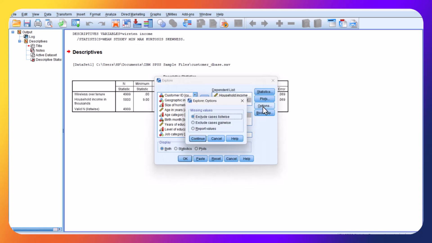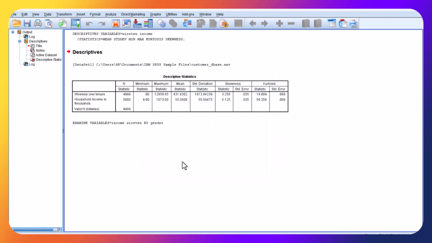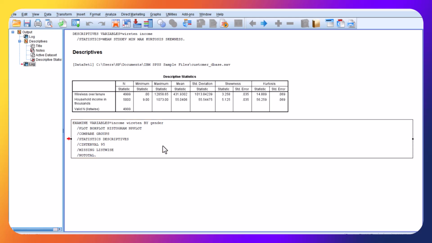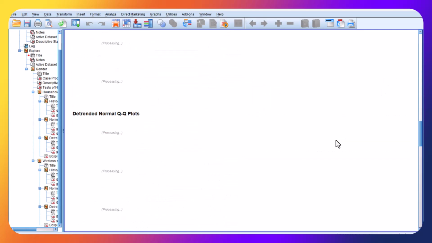Doing the options, okay, yes, and I want both the statistics and the plot. So moving on, click on Continue. It's going to give us the syntax as well. It's still loading. It's still processing.